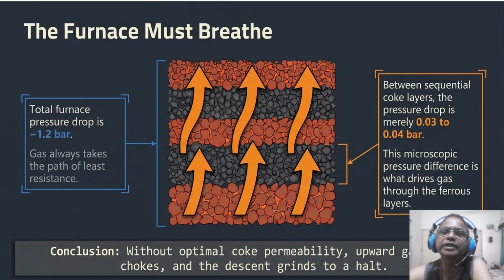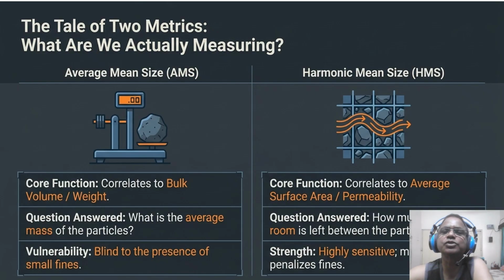It starts with understanding two very distinct metrics. Here we are going to discuss those two metrics. So what are we measuring actually? In the lab we use two primary sizing metrics, but they tell very different stories. On the left, you see a scale weighing a large coke lump. This is the average mean size, or AMS. It answers a simple question: what is the average mass of the particle? It's essentially a proxy for the bulk volume.